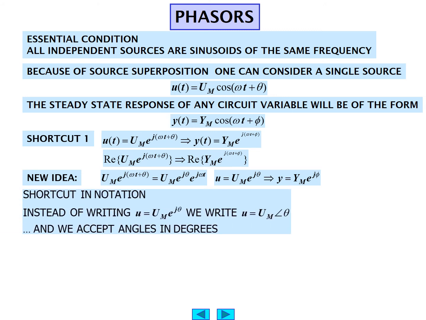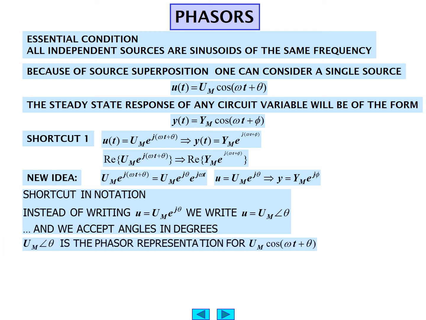So instead of writing u is equal to u sub m e to the j theta, another way of writing the same thing is u is equal to u sub m angle theta. In electrical engineering parlance, angle theta really means e to the j theta as a phase angle, and we'll accept the angles in degrees rather than in any other format. So u sub m angle theta is the phasor representation for u sub m cosine quantity omega t plus theta. So u sub m is the amplitude, and the phase angle is theta, and we tacitly assume that it's a single sinusoid of some radian frequency omega.